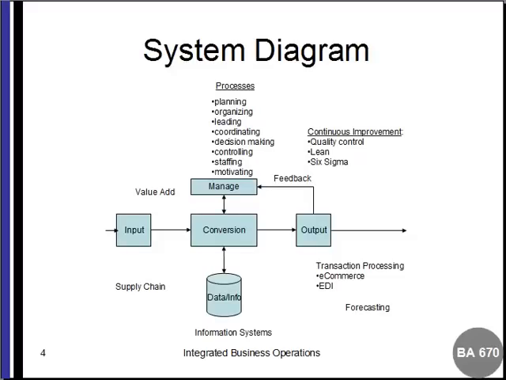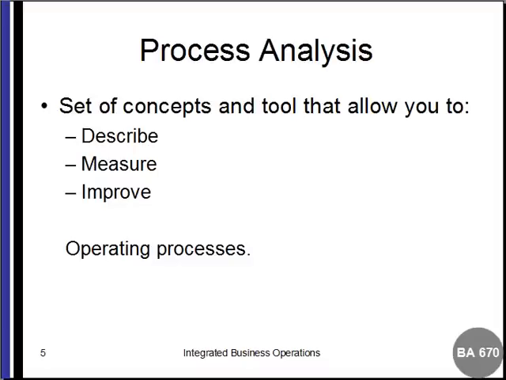As you've hopefully seen before in one of the other videos, we explained the systems diagram and how the systems diagram is used to really assess the operations environment, and especially to help understand what's going on in terms of adding value through the operations environment. Process analysis deals with a set of concepts and tools that allow you to describe, measure, and improve operating processes. And so it has excellent ties to total quality management philosophy and some of the key concepts you'll study later in Lean Six Sigma management.